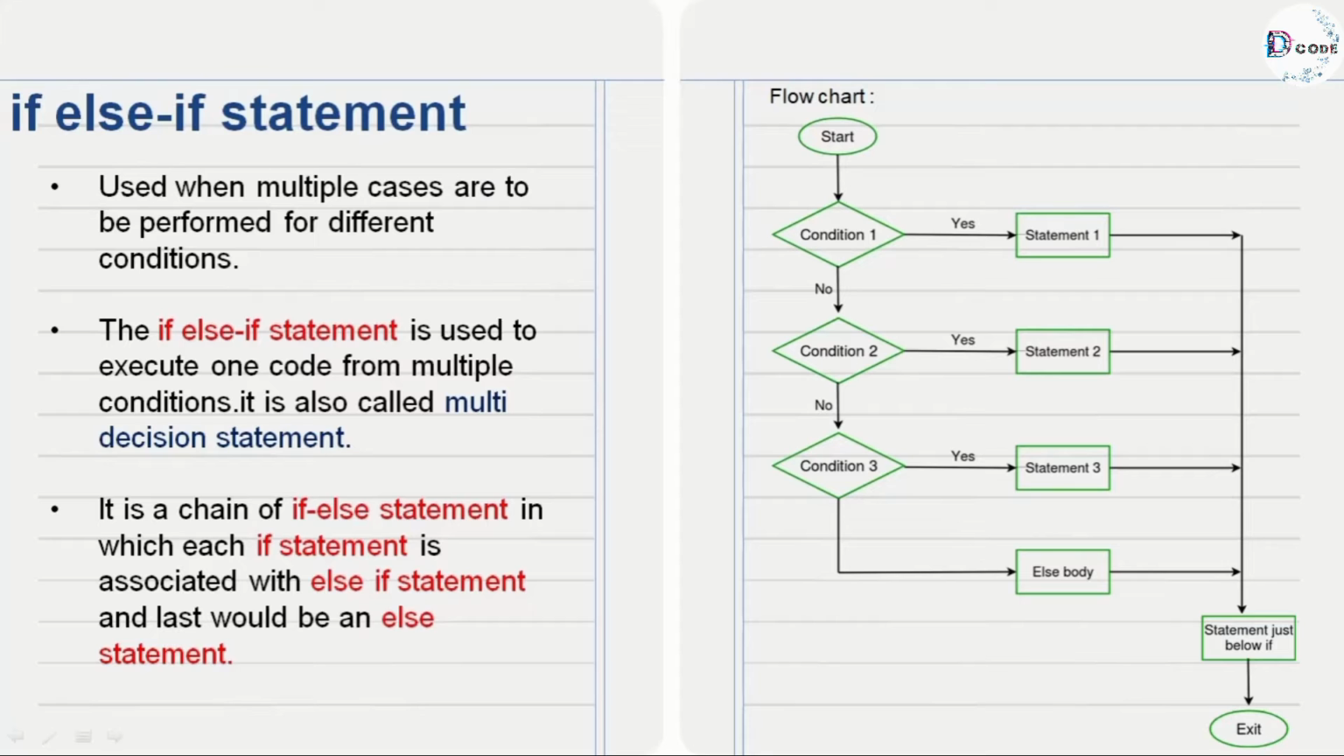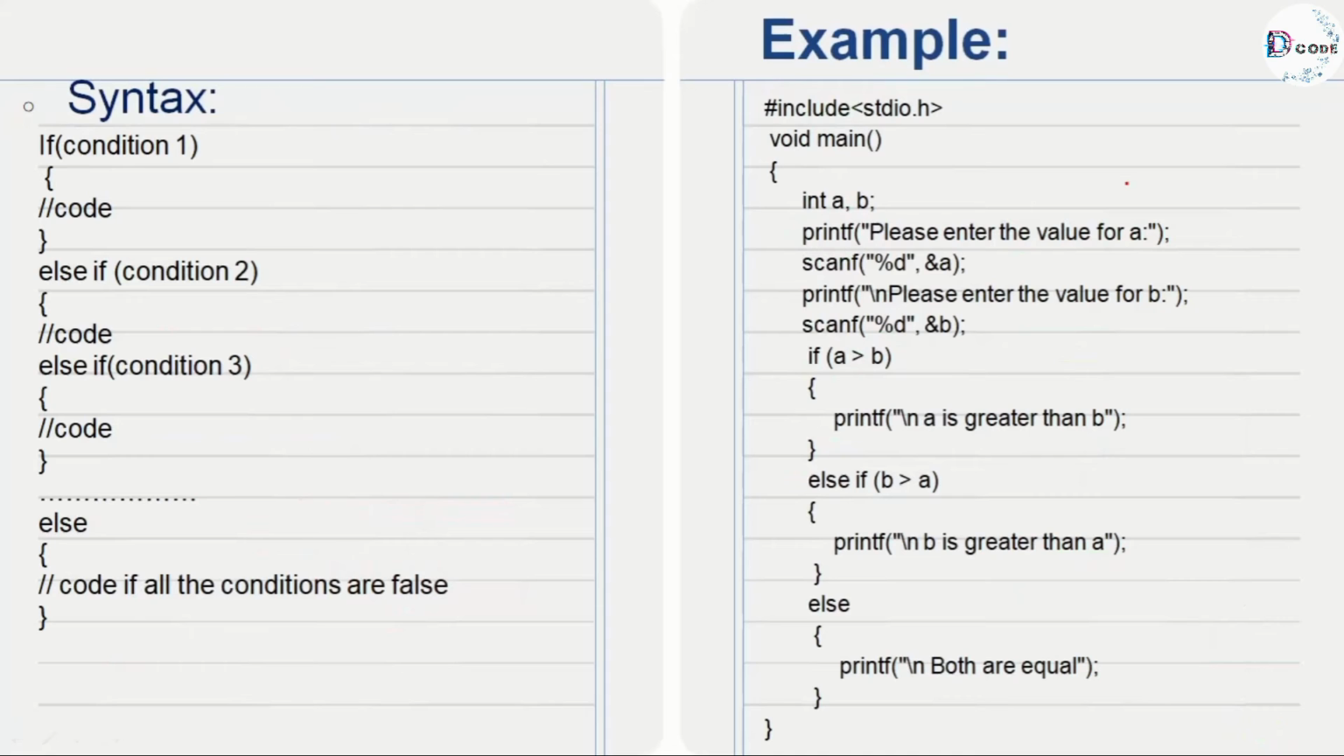Now let us move on to the if else if statement. Basically, the if else if statement is used to execute one code from multiple conditions. It is also called a multi-decision statement. Look at the flowchart of the if else if ladder. Let us look at the syntax.